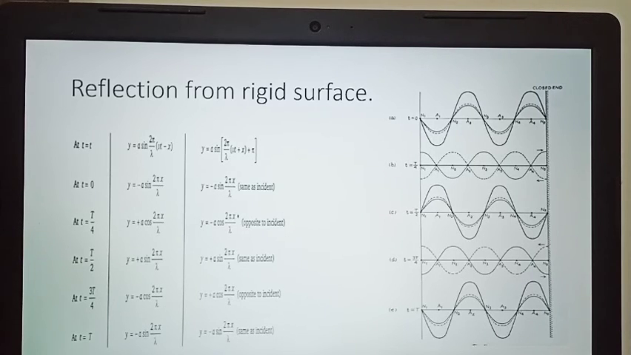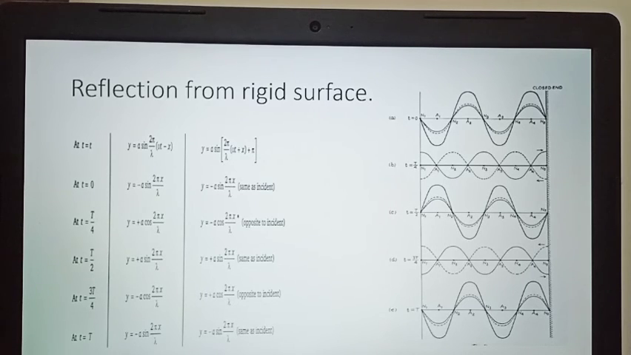You can see that in a closed organ pipe, the frequencies of the different modes are in the ratio 1:3:5. That means only odd multiples of the fundamental frequency are possible, and even overtones, or even harmonics, are not possible.